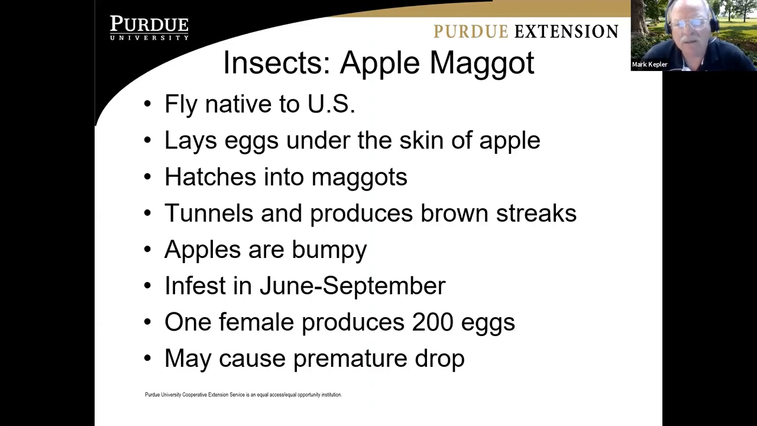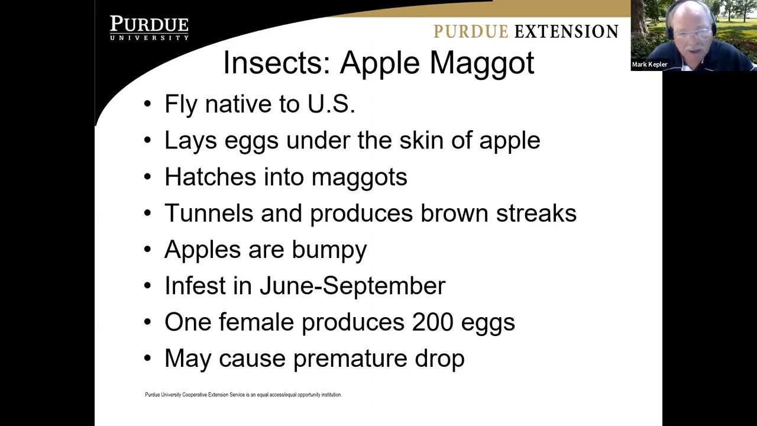It's a fly. It's a maggot. That means it's a legless insect. The fly lays an egg, it hatches into a maggot, and that maggot just burrows into that apple and makes tunnels going right through that apple. And those tunnels then produce brown streaks in that apple. So those apples then will have kind of a bumpy feeling on the outside of them.